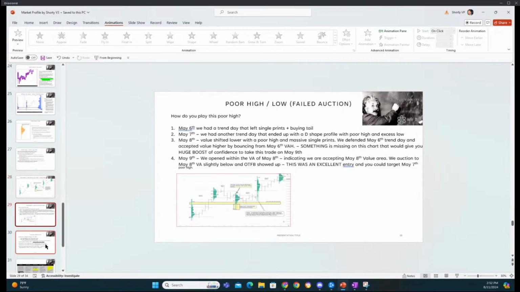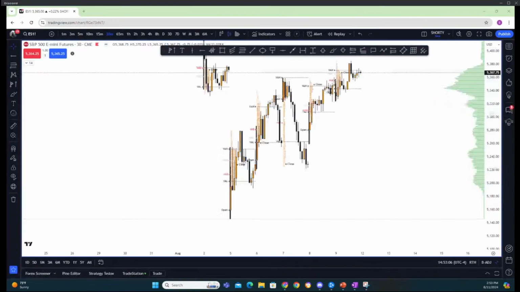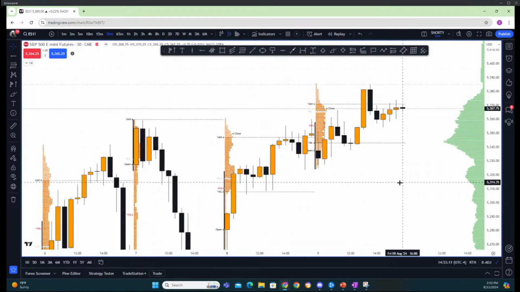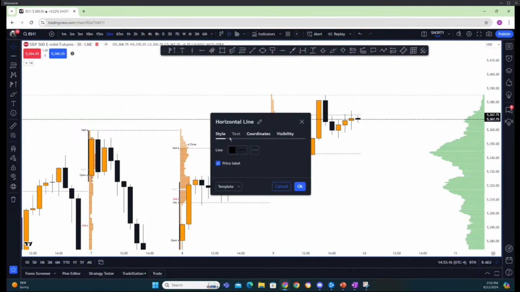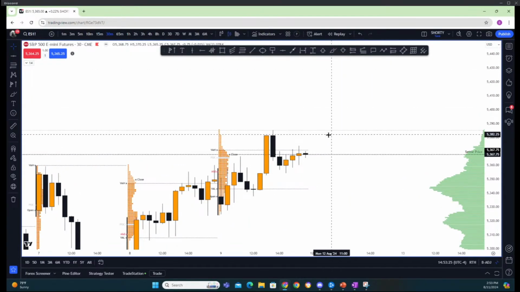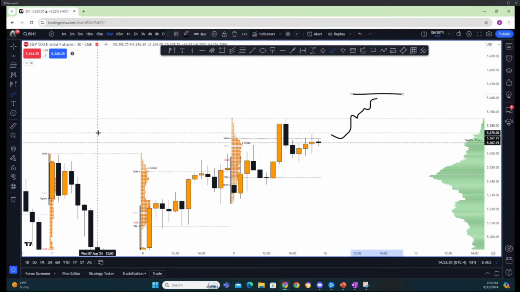Trading inventory. What I mean by this is that the settle price is how you gauge it. If we close at a level, just like we did on Friday, we can see what happens today, Sunday I believe, when we open at 6 o'clock. So if this is our settle price, and let's say we open tonight at 6 o'clock and come in at 9:30 somewhere at 5,400.